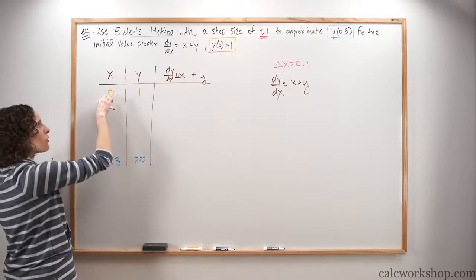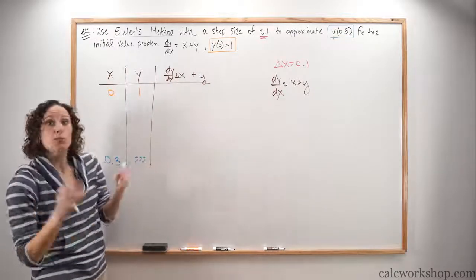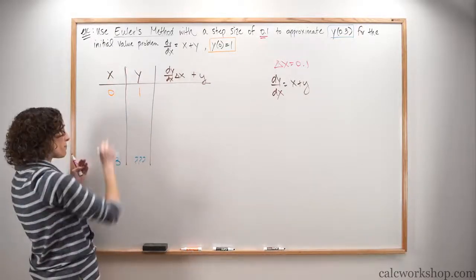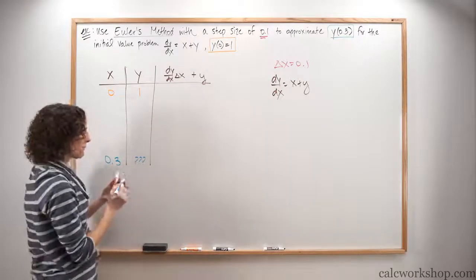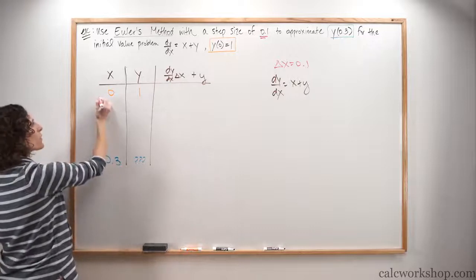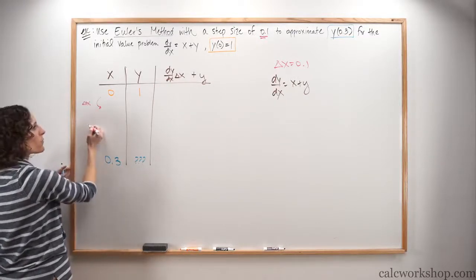Now, we're not just going to go from 0 to 0.3 in one big step. We're going to take small steps, which is a good thing, because otherwise if we took one big step, we'd have a lot of error. But we're going to take small little steps to get there. We're going to go from 0, and we're going to take one step, which is our delta x of 0.1.